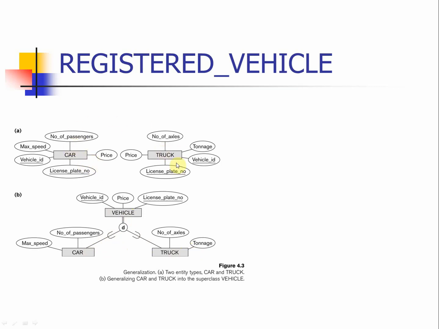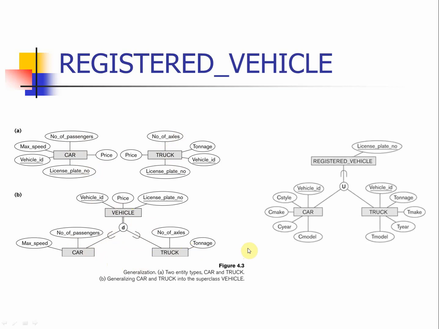So you can have a choice A, a choice B. Now we have a third choice by using the union concept. So you can see that we can create a registered vehicle, with an attribute describing it, and this is a subset of the union of cars as well as trucks. So you can see that the car has these attributes.